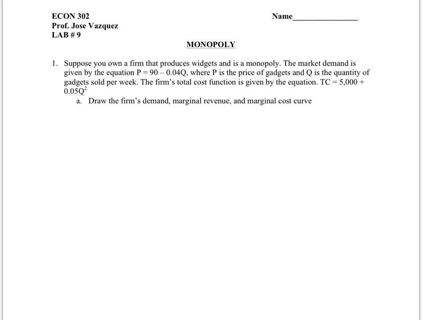Okay, let's do some of these problems for exam 3. This is lab number 9. Question number 1 is about monopoly. The monopoly is actually to find the output that maximizes profits. It does the same thing that a perfect competition firm does, which is to make marginal revenue equal to marginal cost. The main difference is that for monopolies, marginal revenue is not going to be the same as price.